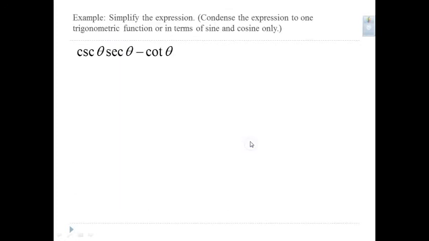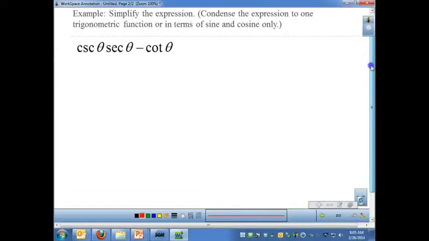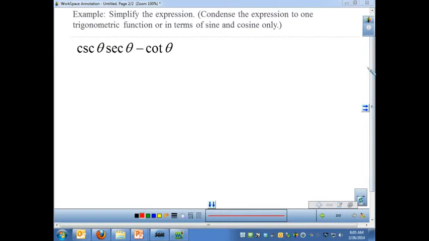So here we go. Let's take a look at what this looks like. So again, our goal is to condense this expression into just one trig function. That's what we want to do. So the first thing that I'm going to try is just changing everything to sine and cosine, because we know, based on our reciprocal and quotient properties, that everything can be changed into sine and cosine. So for example, my cosecant here, if I look at my chart, cosecant is equal to 1 over sine. So I'm going to rewrite this piece as 1 over the sine of theta.